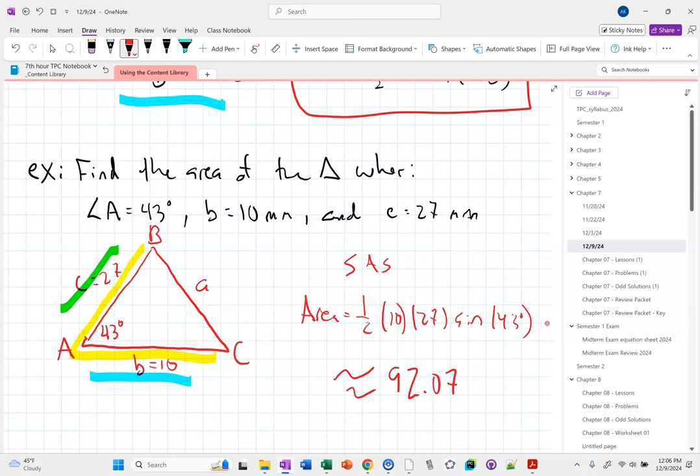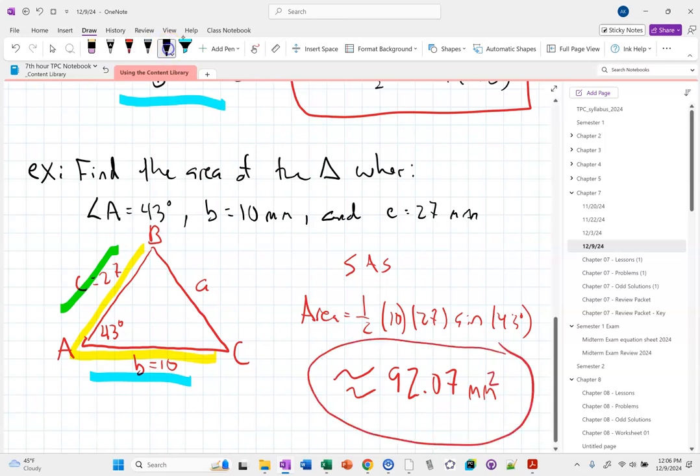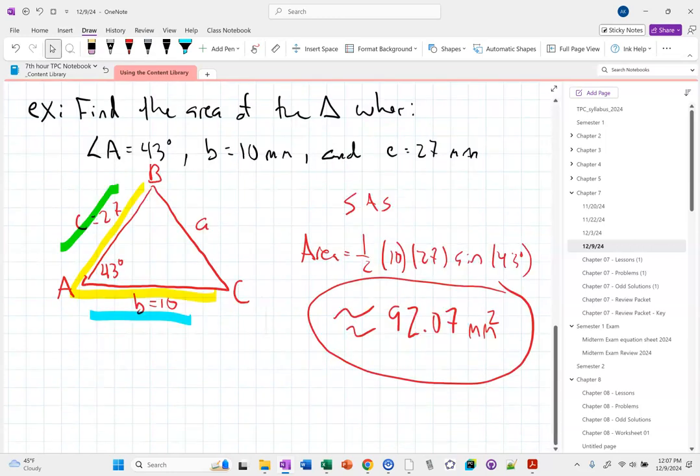Millimeters isn't quite right. What are we finding here? What measurement? Millimeters squared, yes, because it's an area. Is Mr. Kulik going to be picky about seeing squared attached to your area units? Yes, he will. So make sure that you're doing that. Everyone okay here, though? Formula pretty straightforward, right? Just plugging in the things to the right spots and going.